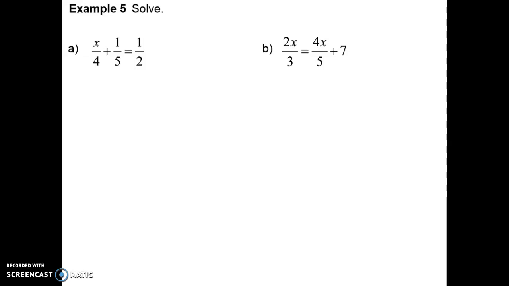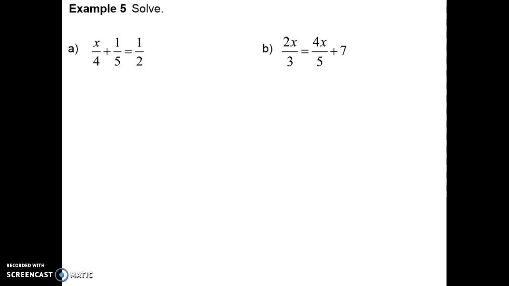For example 5, we're going to solve equations now that have fractions in them. And we're going to do that by eliminating the denominator by using a common denominator for all the terms. Then we can focus on the numerators only.